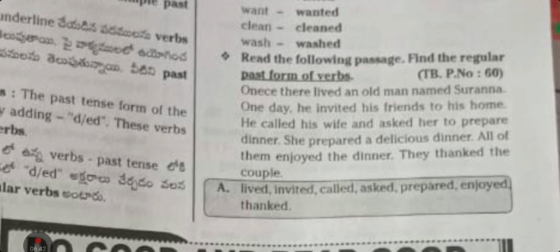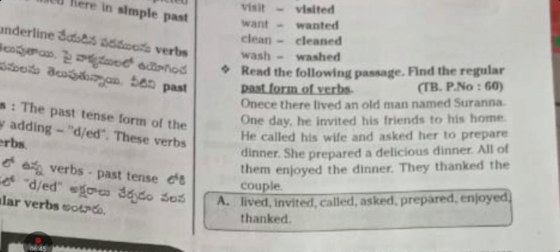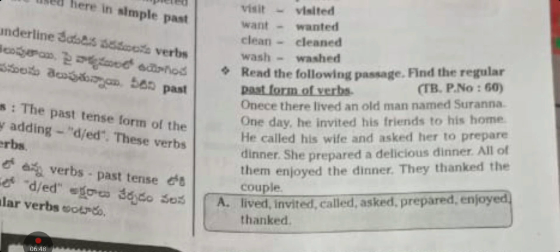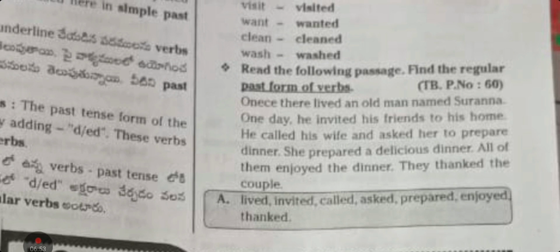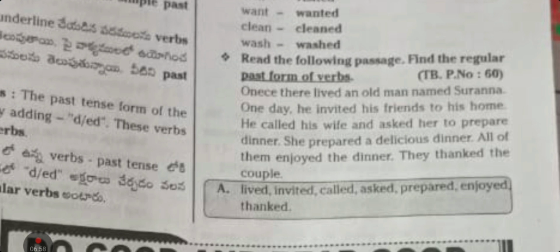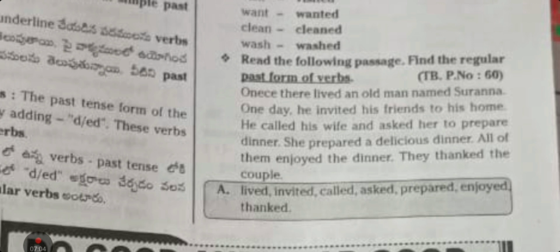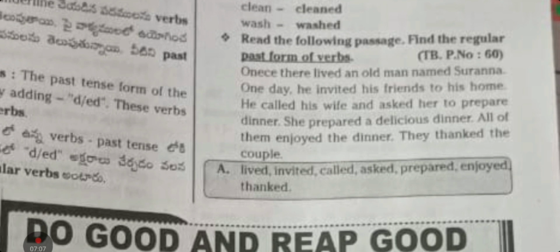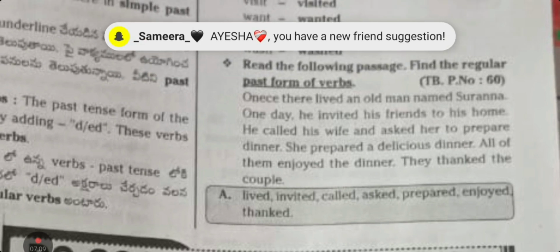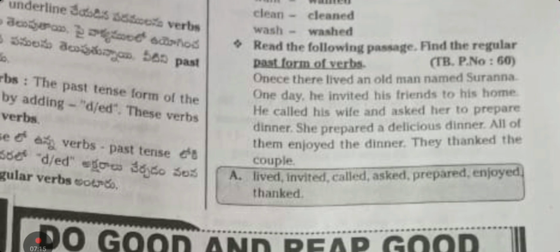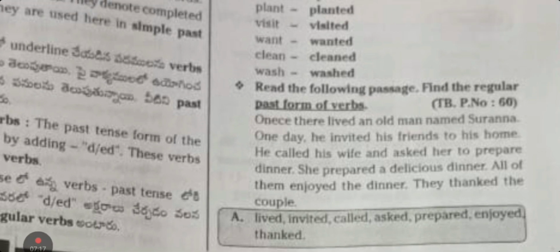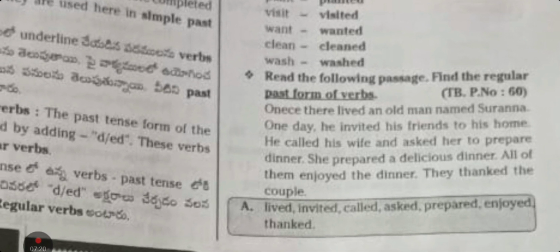Read the following passage. Find the regular past form of verbs. Once I'll read the passage, you observe it. Once there lived an old man named Surana. One day he invited his friends to his home. He called his wife and asked her to prepare dinner. She prepared a delicious dinner. All of them enjoyed the dinner. They thanked the couple. The answer of this question is: lived, invited, called, asked, prepared, enjoyed, thanked. These are the answers. In this passage you have to underline them.